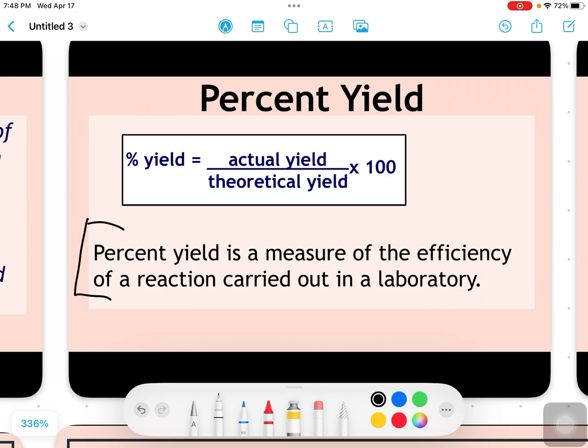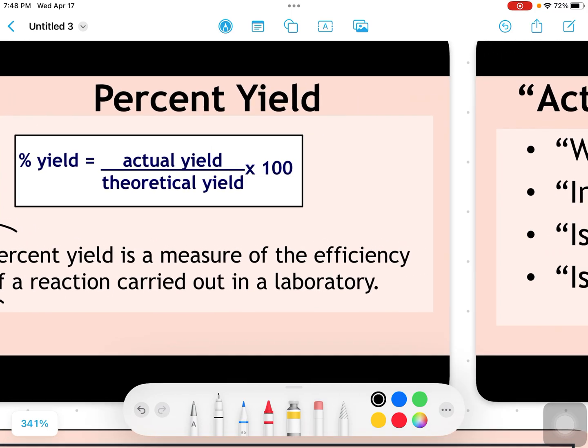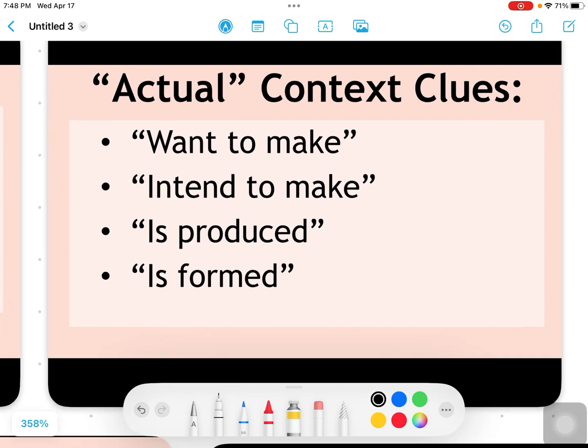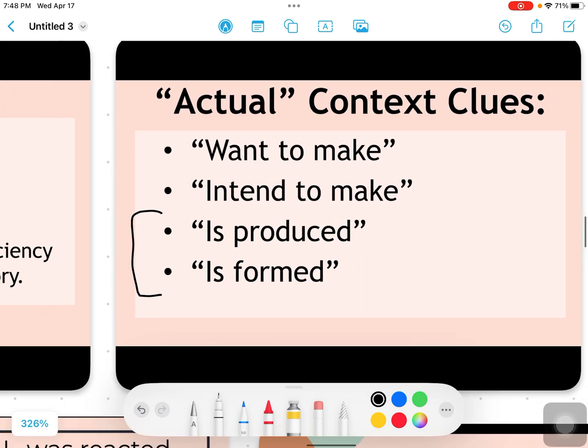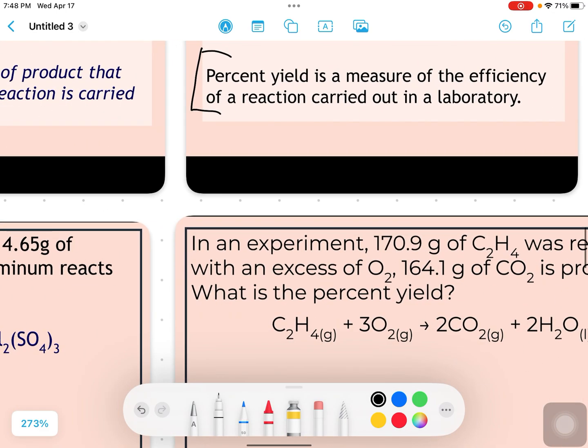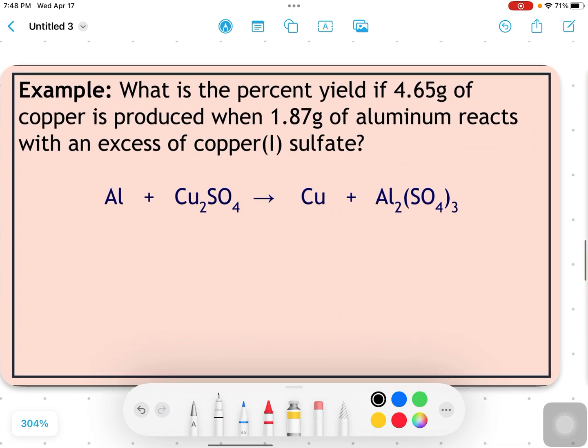Now, in your stoichiometry problems, you're going to be given two numbers. One will be your actual, and one is going to be your known. So how do you know which one is the actual and which one is the known? For the actual, you're going to see words like wants to make, or intend to make, or is produced, or is formed. Generally, we stick to these two here, is produced or is formed. When it says that verbiage, that's telling you that's going to be your actual, that was actually what was made in the lab. The other number is going to be in theory, or your known, used to then predict what should be your theoretical yield.